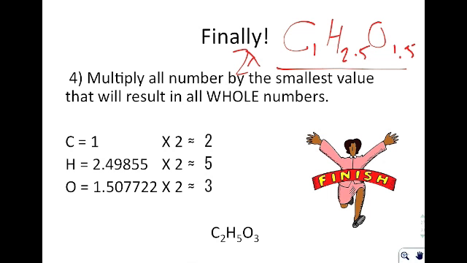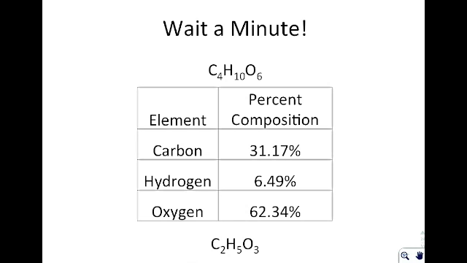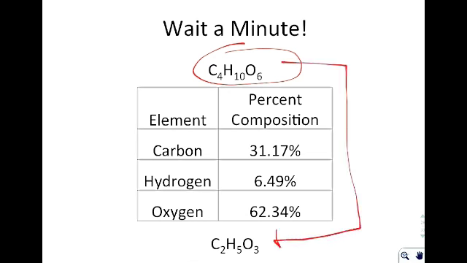Doing so gives you C2H5O3, which is our molecule that we're interested in looking at. So here is an example. If you have C4H10O6, C4H10O6 actually has the exact same percent composition. So if you look, C4H10O6 and C2H5O3 have the same percent composition.